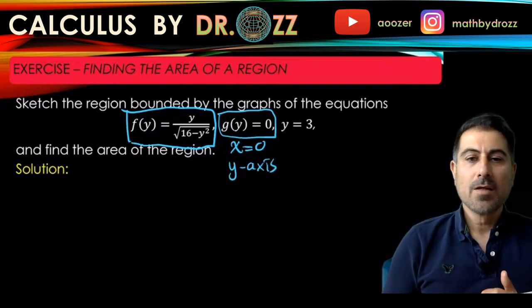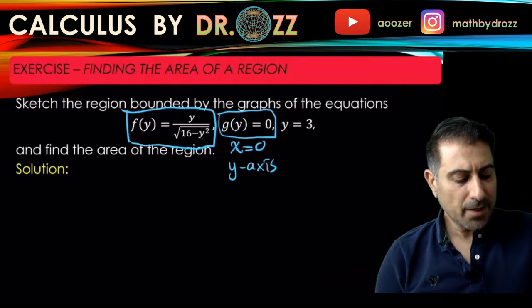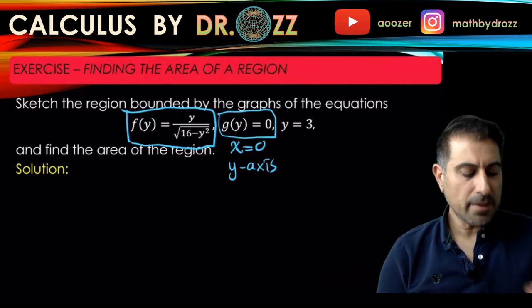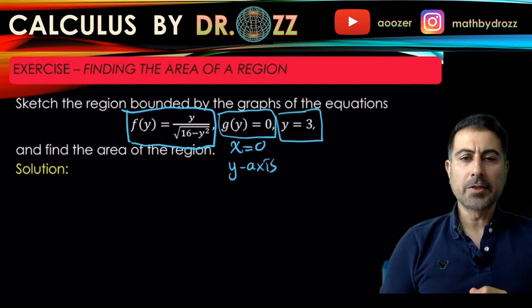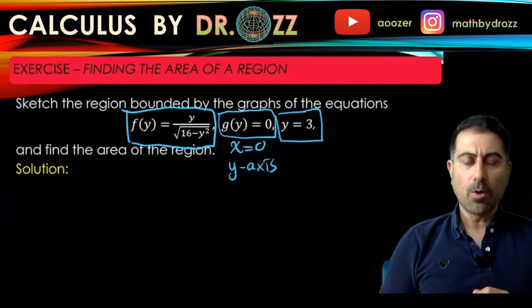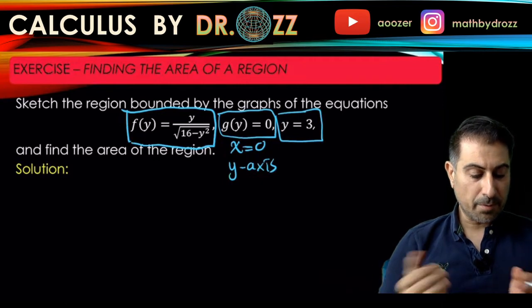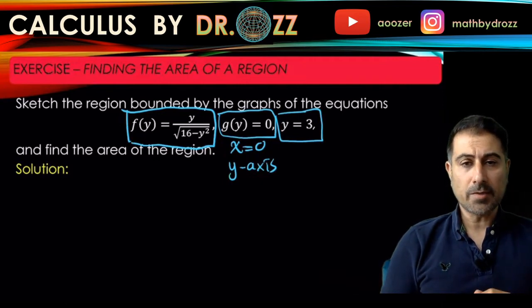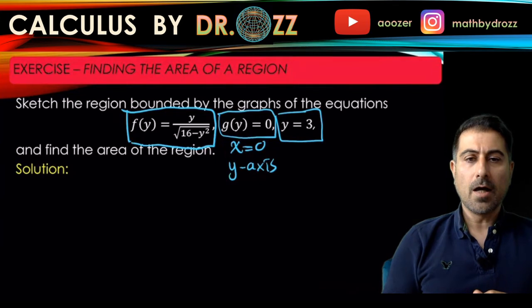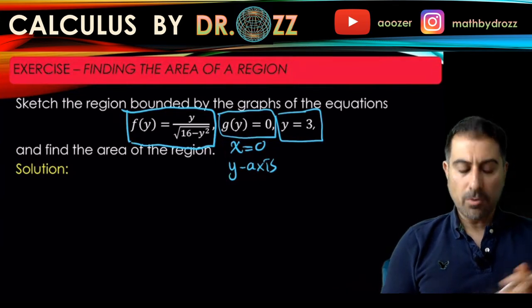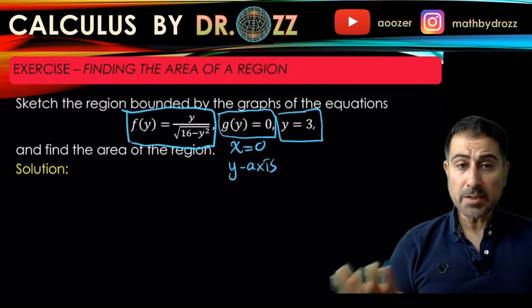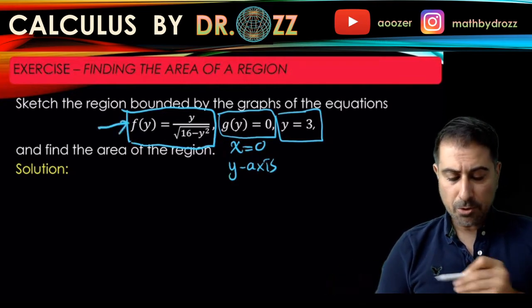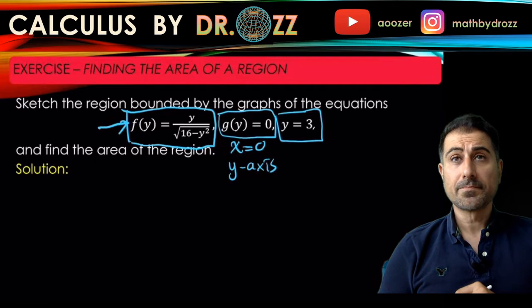And this one is a horizontal line, right? Horizontal line, y equals 3. So go ahead and please graph all three curves here. One of them is, in fact, the y-axis, and the other one is the y equals 3 horizontal line. So your task is just to graph this function now. You can pause the video anytime, but you should be able to see something like this.